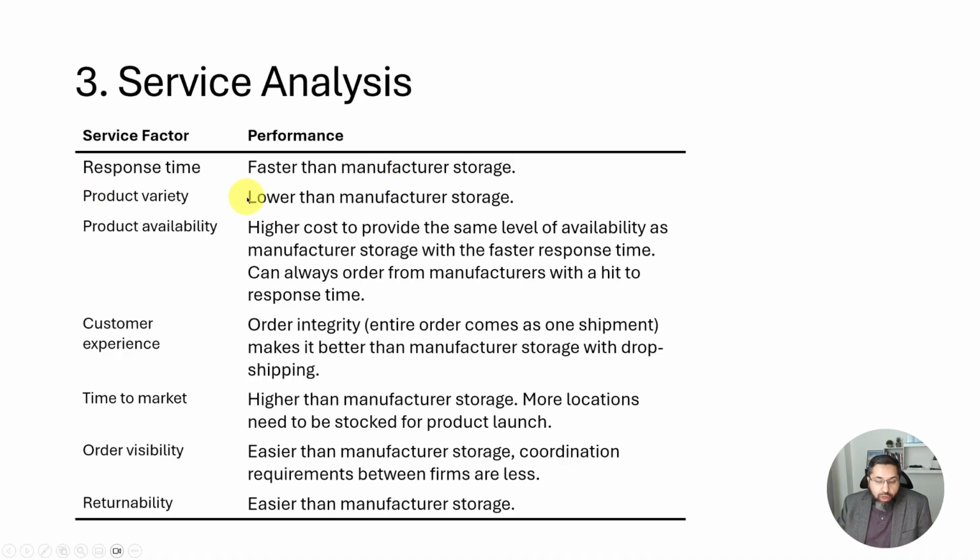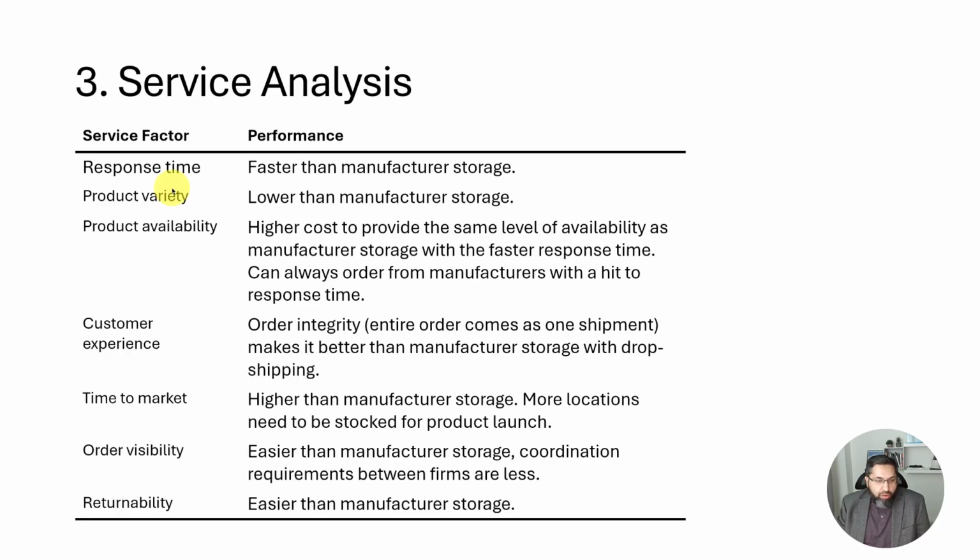Product variety will be lower because when you are storing inventory at the distribution center, it gets quite expensive to store every single product out there, like you have a long tail of slow moving SKUs. And so you're probably not going to store every single SKU in those distribution centers. So the product variety that's available for quick ordering from distribution centers is going to be lower than the variety of products you can order directly from manufacturers, because not every single product that can be ordered is going to be in the DC, distribution center. Customer experience is a little bit better because you have the order integrity.